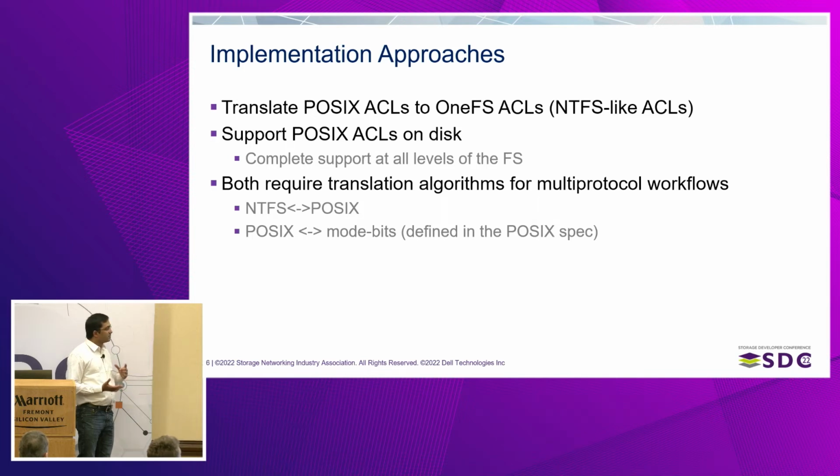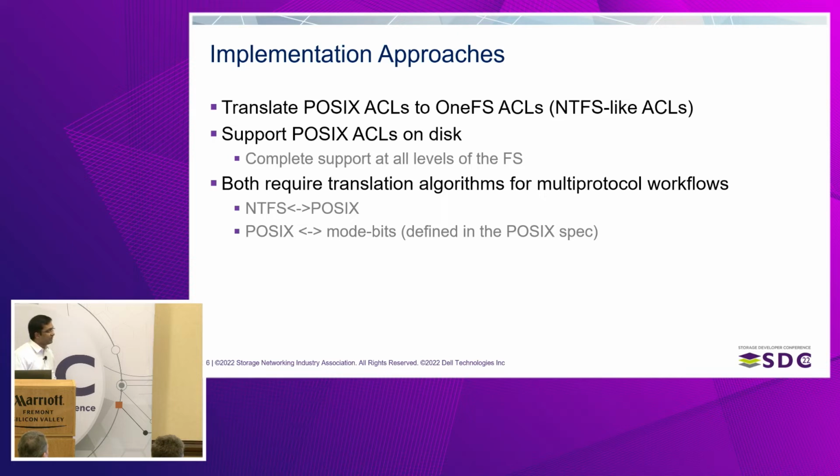The second option is to just support POSIX ACLs on disk. What this means is that you need complete support of POSIX ACLs everywhere in the file system. You need a new access checking algorithm. And any point in the kernel where you go and test or touch an ACL, you need to take care of this structure.